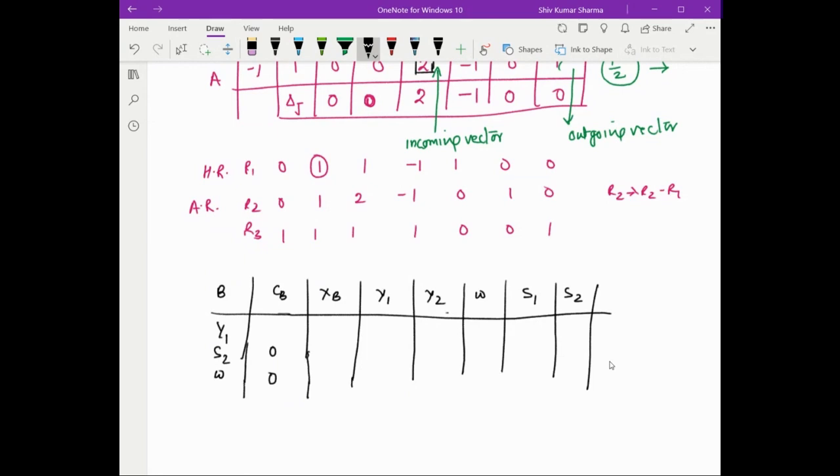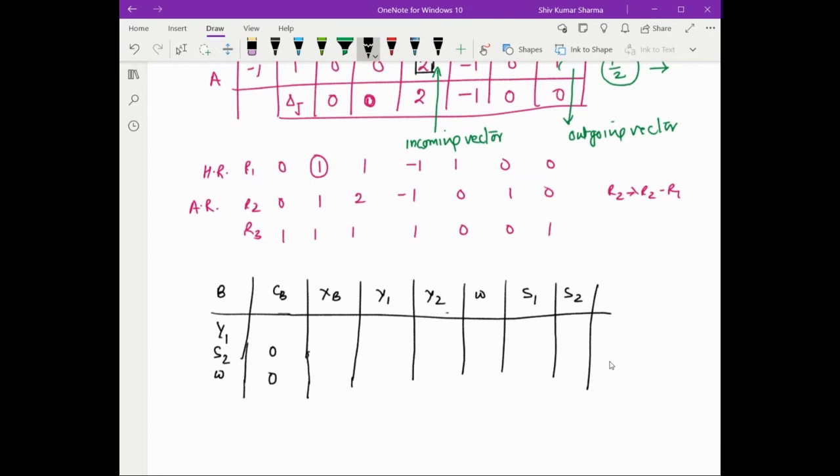In phase first, we take the cost of other variables as 0 and the cost of the artificial variable as -1. When all artificial variables are removed from the table, then we start the phase second. In phase second, we take the actual cost of the variables. So here, first we complete the table, then we write the cost of the variables.